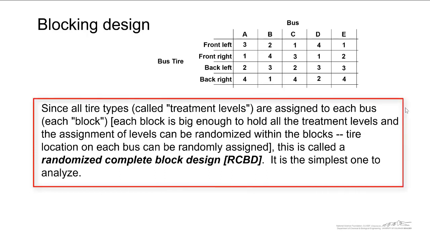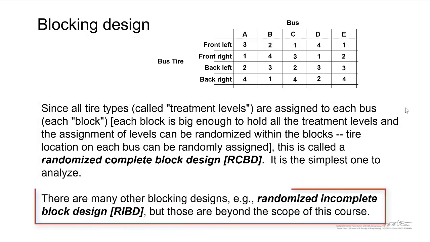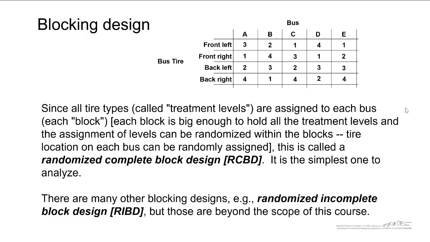Since all tire types are assigned to each bus and each block is big enough to hold all the treatment levels, and the assignment of levels can be randomized within the blocks, this is called a randomized complete block design. It is the simplest one to analyze. There are many other blocking designs, by the way, for example, the randomized incomplete block design, but those are beyond the scope of this course.